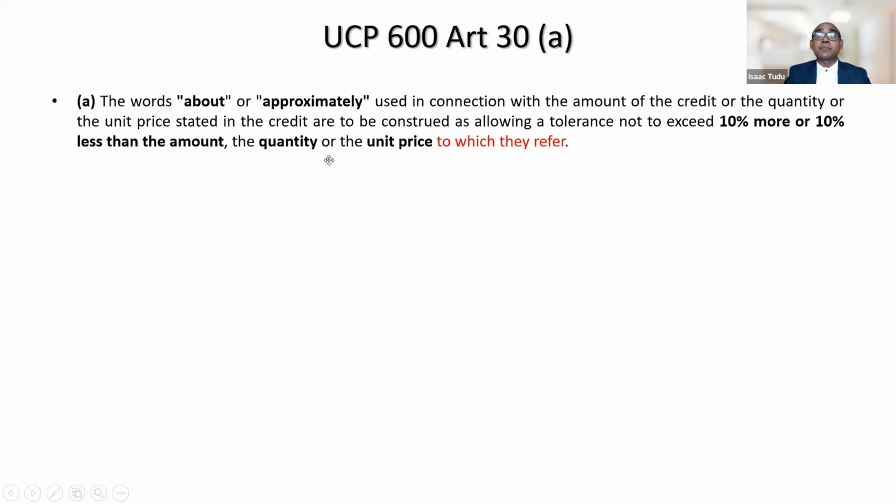So, to apply plus or minus 10% tolerance against the quantity or the unit price, such a word should be against quantity, like the word about should be there against quantity, or the word about should be there against unit price. Then only plus or minus 10% tolerance will be applicable against the quantity or the unit price. Otherwise, the word about against the LC amount does not mean that plus or minus 10% tolerance will be given against the quantity or the unit price, right?